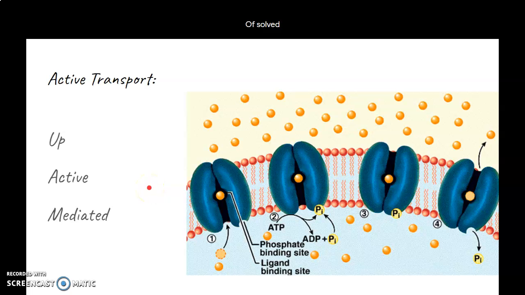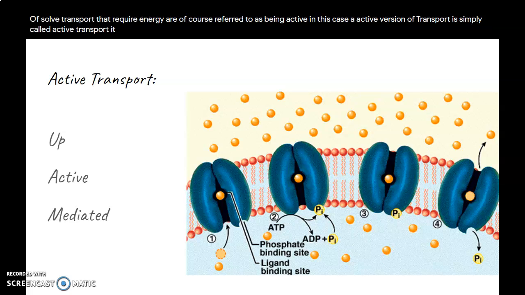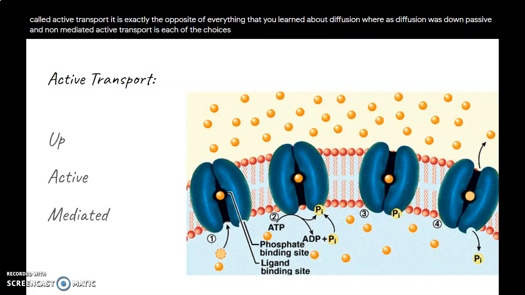Forms of cell transport that require energy are of course referred to as being active. In this case, an active version of transport is simply called active transport. It is exactly the opposite of everything that you learned about diffusion. Whereas diffusion was down, passive, and non-mediated, active transport is each of the choices in opposition. It is up instead of down, it is active instead of passive, and it is mediated instead of non-mediated.